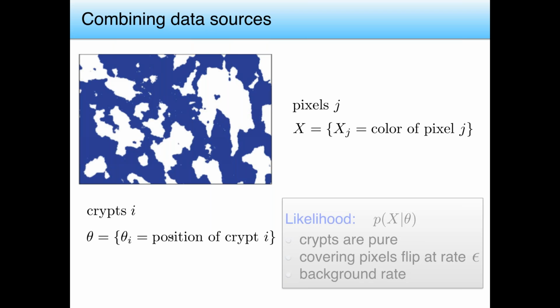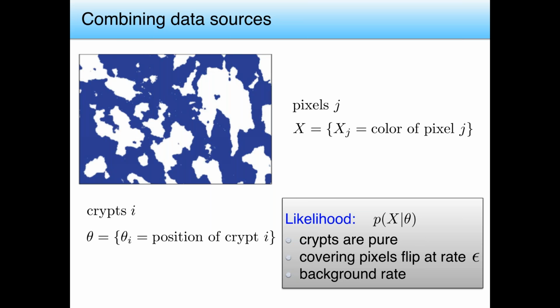And it's easy, with some simple image analysis ideas, to work out a likelihood. If you knew where the crypts were, what's the probability of seeing a particular image? You know that the crypts are pure blue or white. There would be some flip error at some small rate, which would flip a pixel. If it's supposed to be white, it might be blue. And then if you're a pixel that's not over a crypt, you might come up by a background rate. So that's one part.